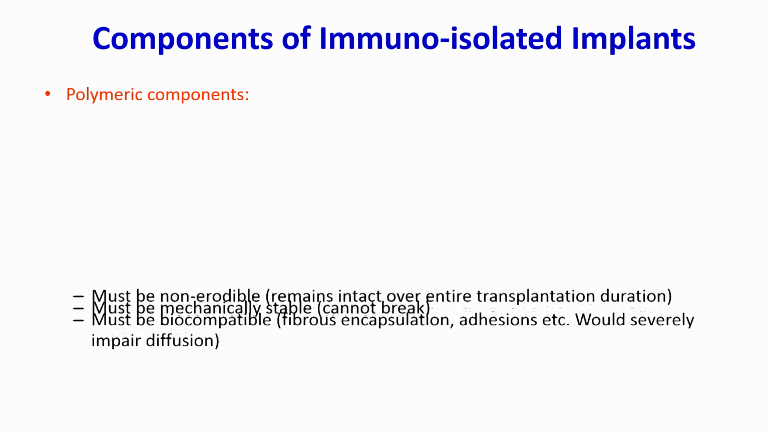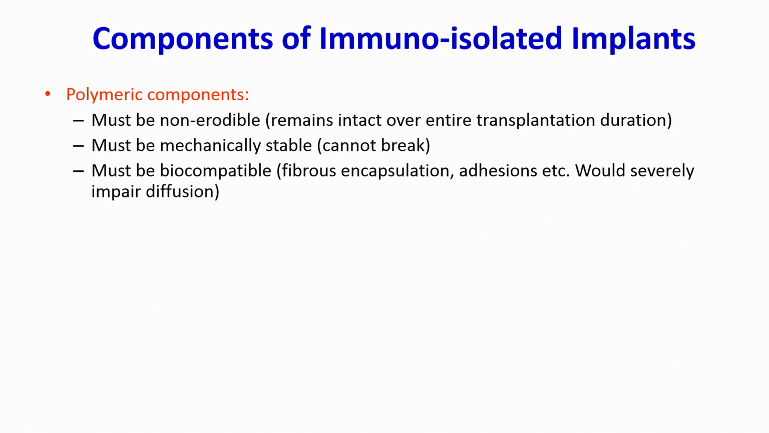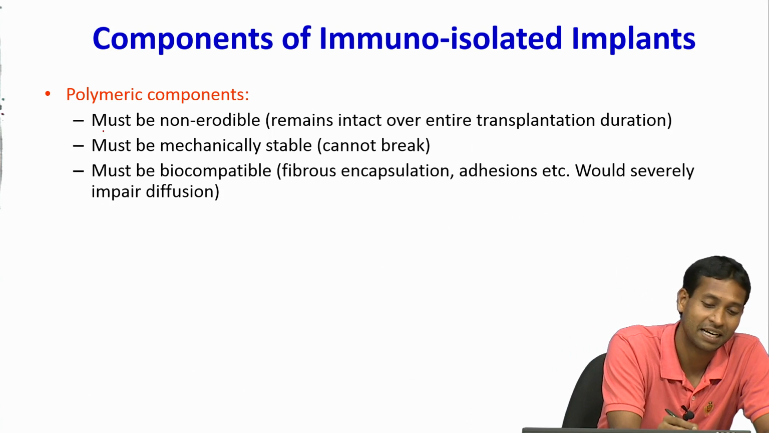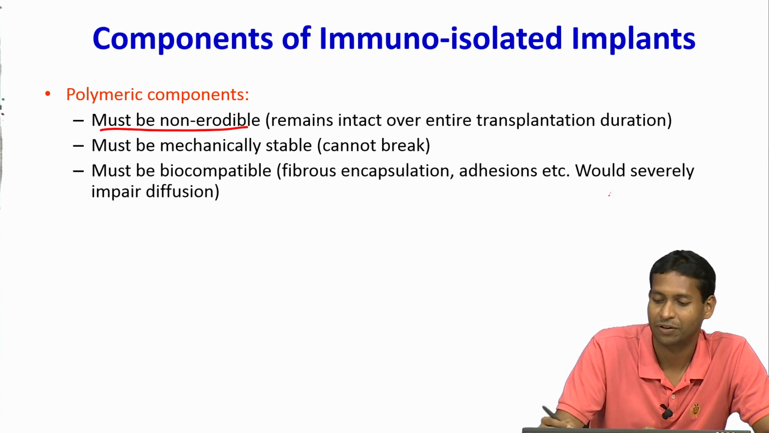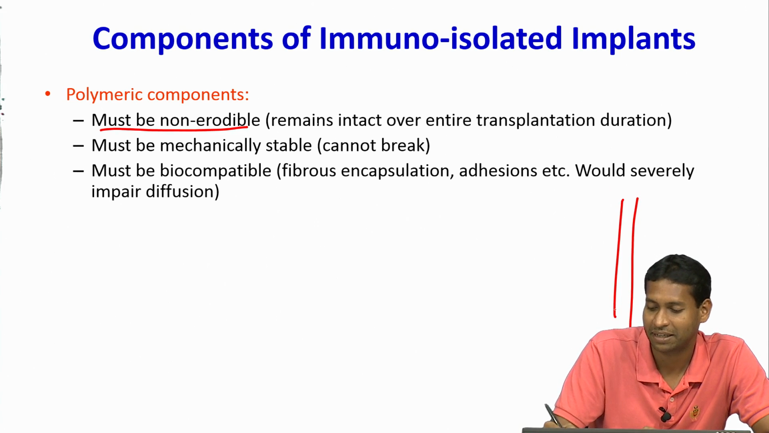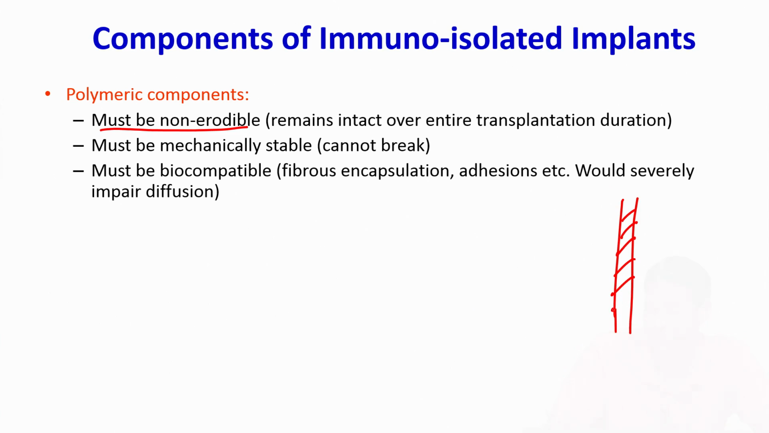So, let us look at various components of immunoisolated implants. There could be a polymeric component, as I said, this barrier could be a polymeric barrier. If this is the case and you want this to be for life, this has to be non-erodible, right. If this barrier is made out of polymer, it cannot erode, because if it starts eroding then these pore sizes will start to increase, and then you can have antibodies and even cells go in and out, and that will not be good.